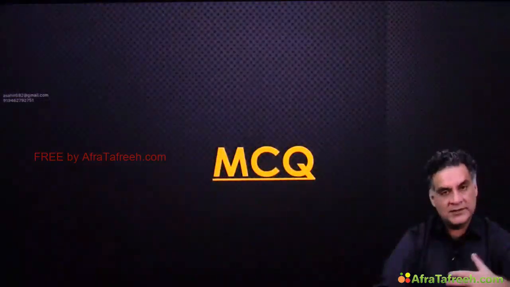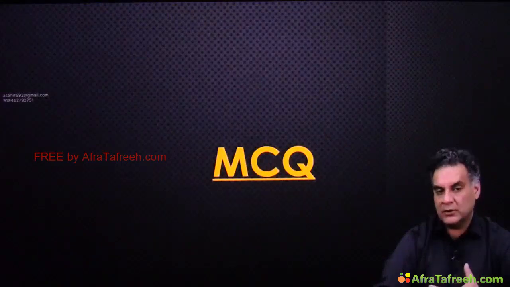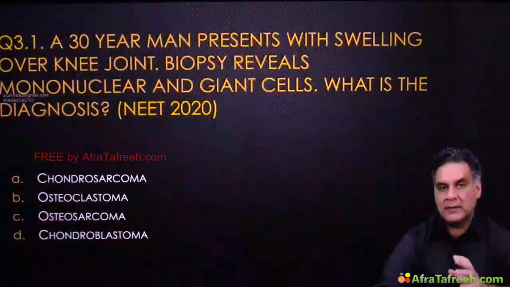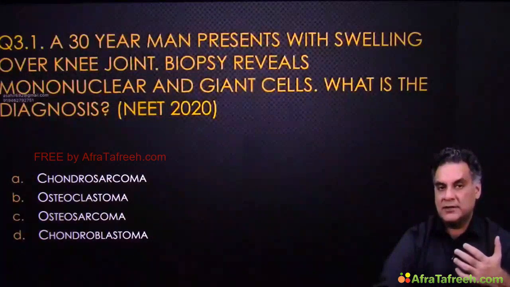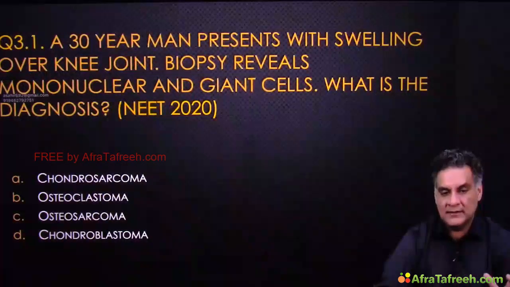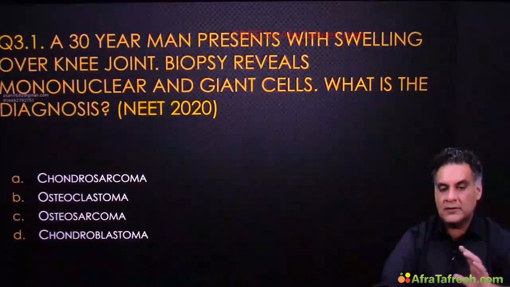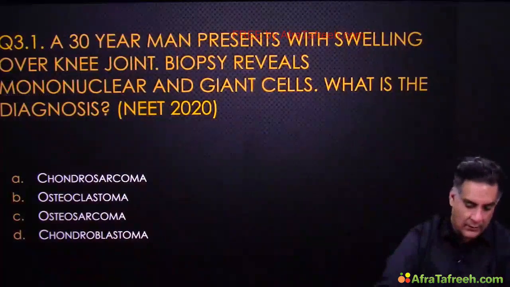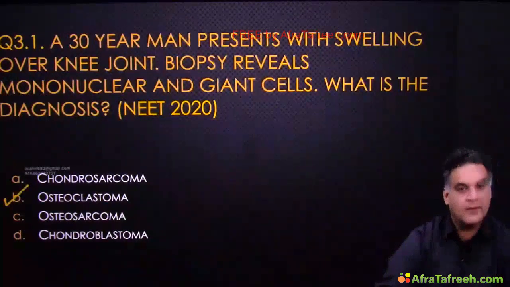So looking at the questions coming from orthopedic oncology, a 30-year-old man presents with swelling over the knee joint. Biopsy reveals mononuclear and giant cells. What is the diagnosis? Your diagnosis will be giant cell tumor, also called osteoclastoma.